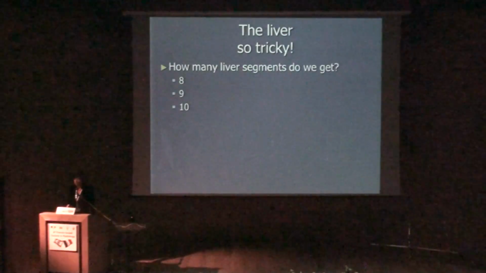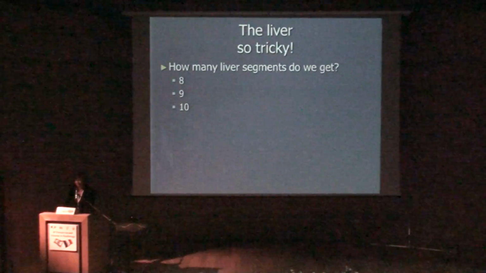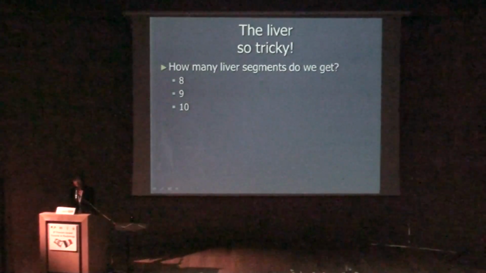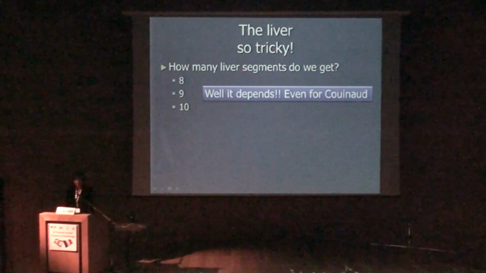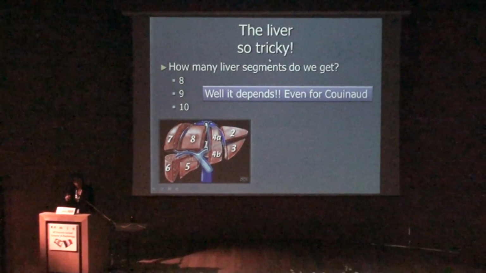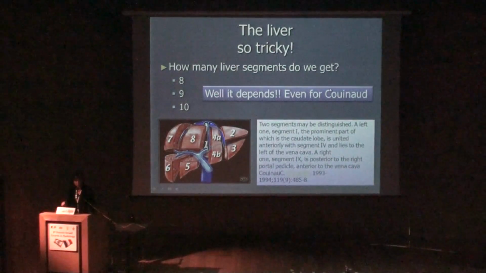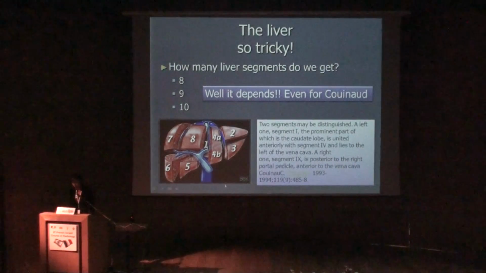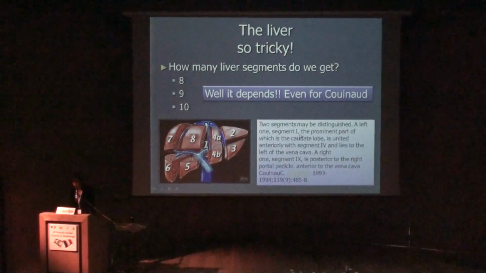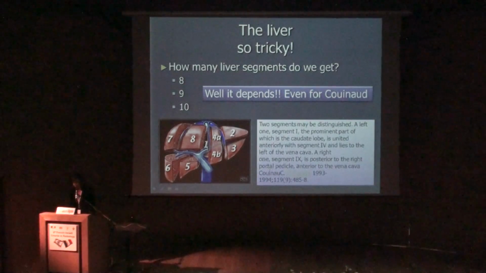Okay, and my last question. How many liver segments do we get? 8, 9, or 10? Well, actually, it depends. The classical answer is 8, and it has been described by Couinaud. But even he doubted that, because a couple of years later, he said that we should cut the caudate lobe into 2 pieces, the left one, which is really the segment 1, and the right one, which is along the IVC, and which is called the segment 9.